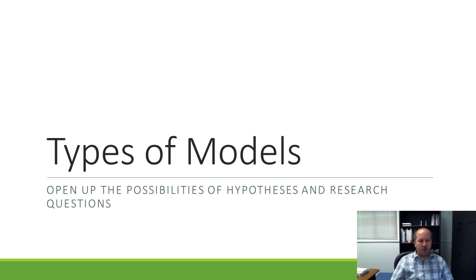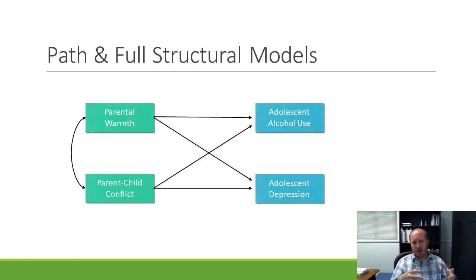All right, so to finish out this lecture today, I want to introduce you to the different types of models. I know I've introduced some of these to you before. I'm going to show you examples of these, and we're going to have a consistent example as we go across to show you the kinds of hypotheses and questions that come up with these. The first is a path model or a full structural model. So this is just a straight up model.